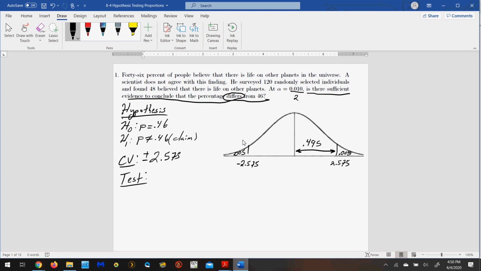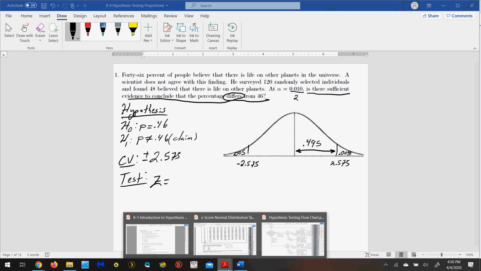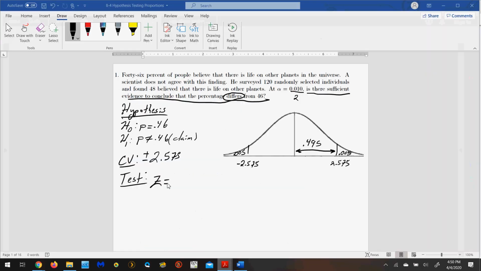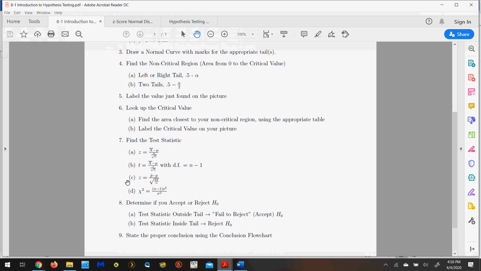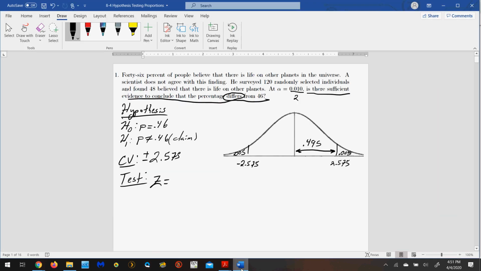Now to find the test statistic. I know it's z because I just used the z table. The formula, since this is proportions and I have p, it would be this letter C. So z equals p hat minus p all over the square root of the quantity pq divided by n. So I'll write down the formula, which shows I know which formula I'm supposed to use. And now I can start plugging in.